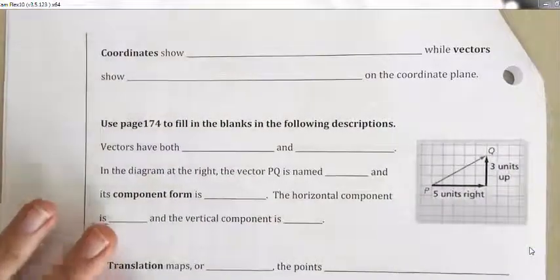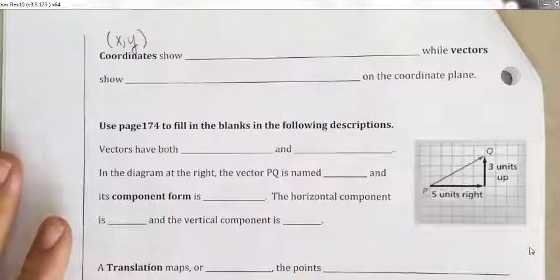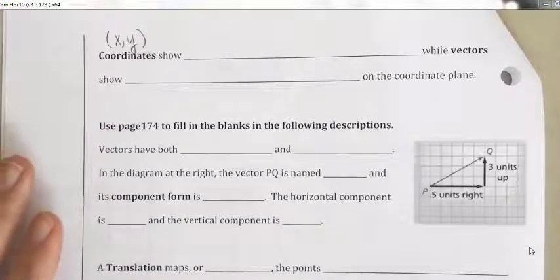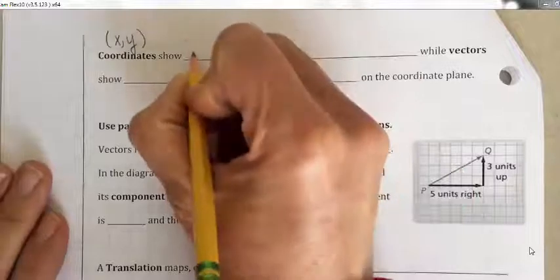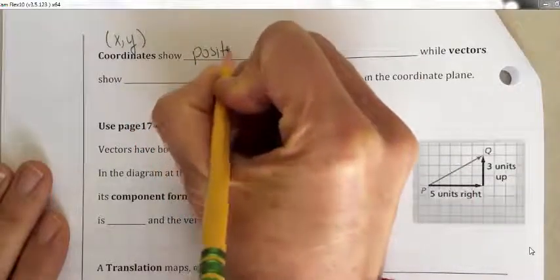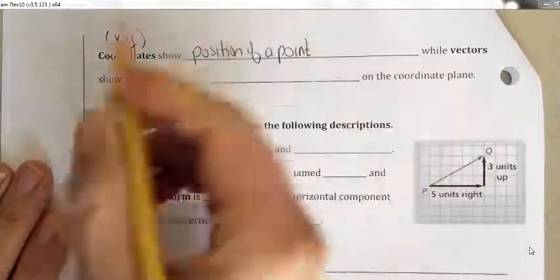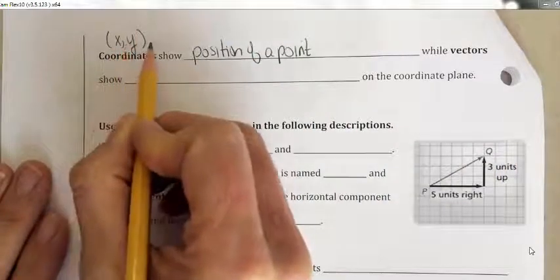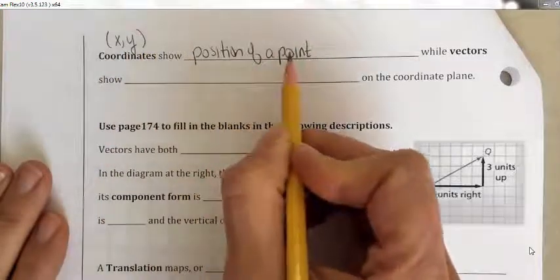All right, coordinates you're very familiar with. Coordinates are the things that represent those points that we've been talking about on a coordinate plane. You're used to seeing them as an x coordinate then a y coordinate. So coordinates show the position of a point. If I tell you that this is 1, 2, then you go to the right 1 from the origin and then up 2. So it tells you exactly where that point is located.